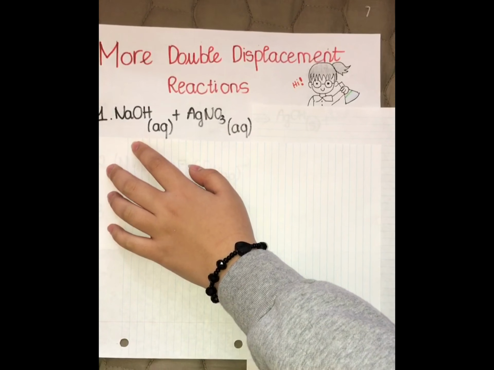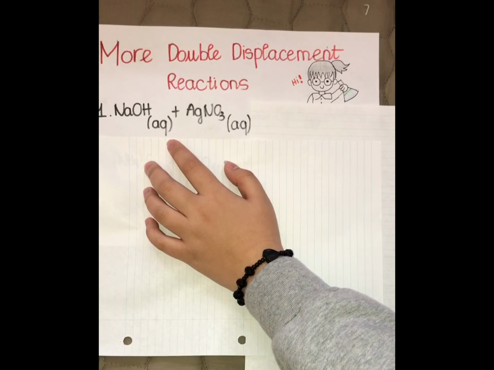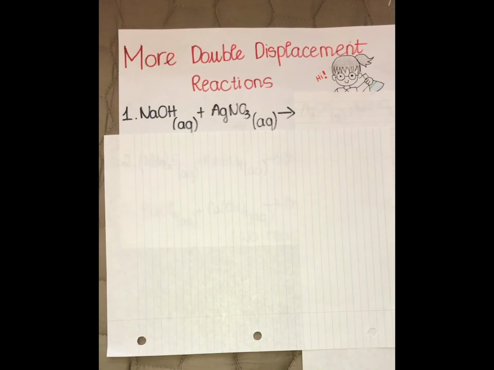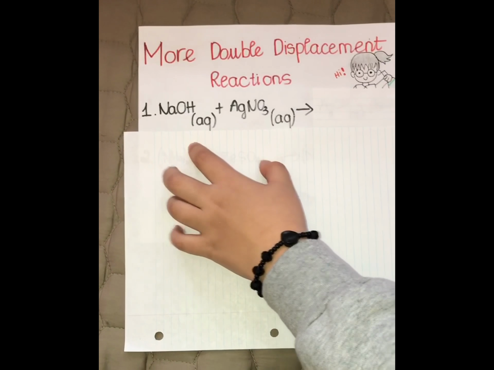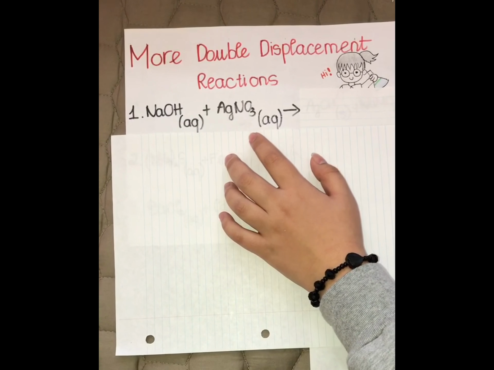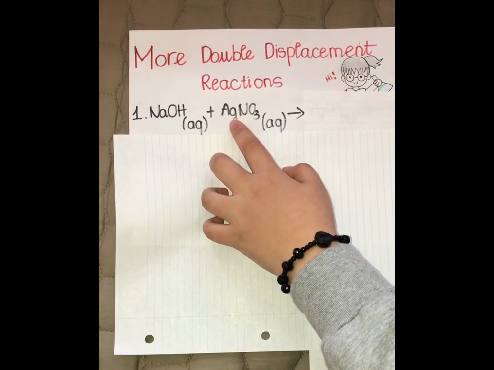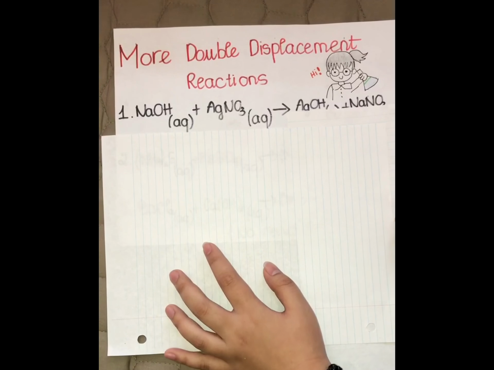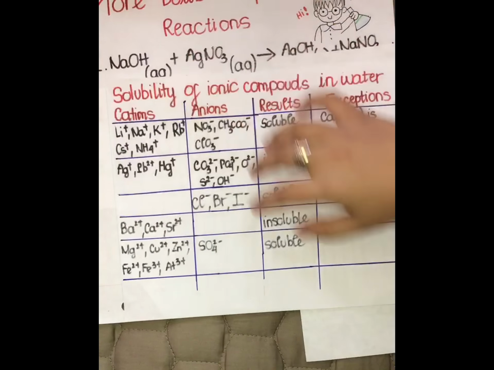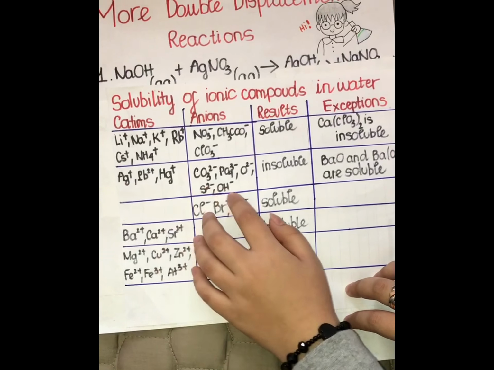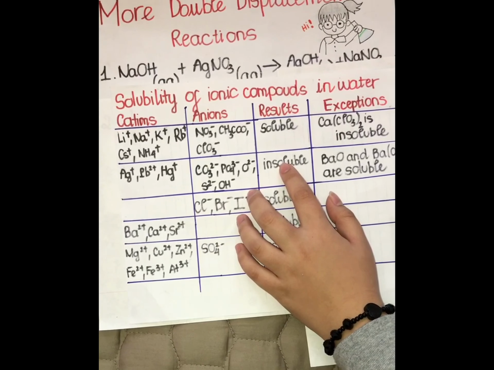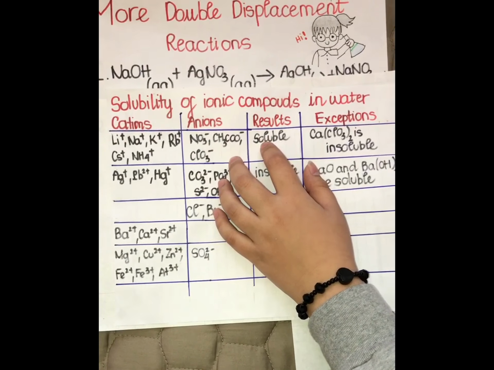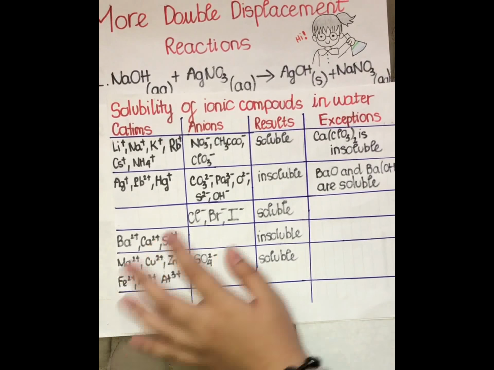For number 1, we have sodium hydroxide. It stays as aqueous. Combined with silver nitrate, it also stays aqueous. For this reaction, we have Na combined with NO3, we will have sodium nitrate, and Ag combined with OH will become silver hydroxide like this. Based on this table, Ag combined with OH will give us the result of insoluble, and Na combined with NO3 will give us the result of soluble. This is the final answer.